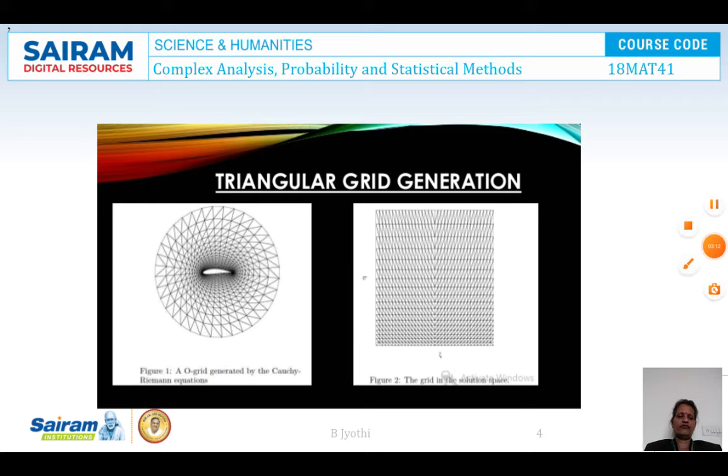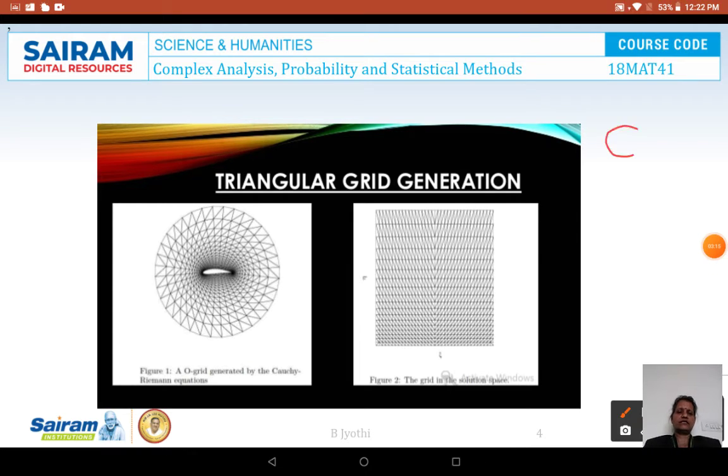Similarly, we also have various other types, that is C grid. And you can see here O shaped. The same way we can find C. Around this the grid will be generated. So that is C grid generation. So for this smooth surface we can see, for that only we will be using these CR equations, and many more applications we can find.